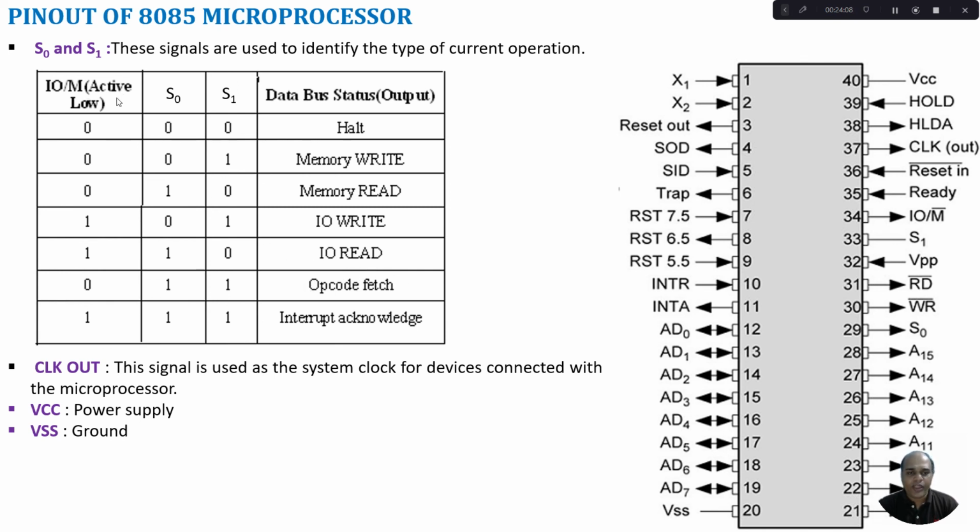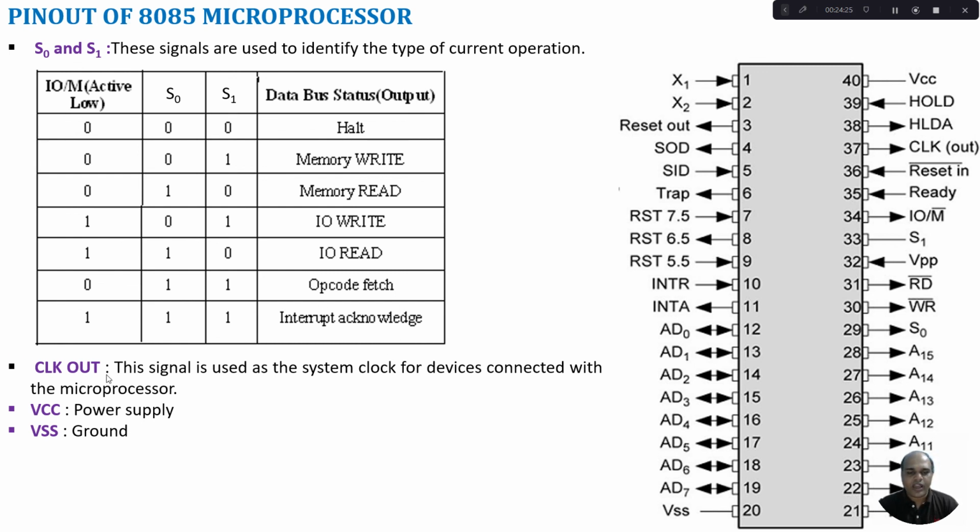In the same way, if IO M bar equals 1, which means it's an IO operation, then if S0 S1 is 01, it's an IO write operation. 10 means IO read operation. 11 means it's an interrupt acknowledgement signal.